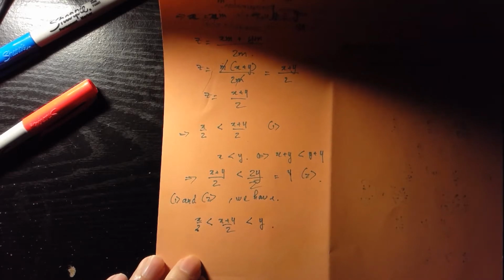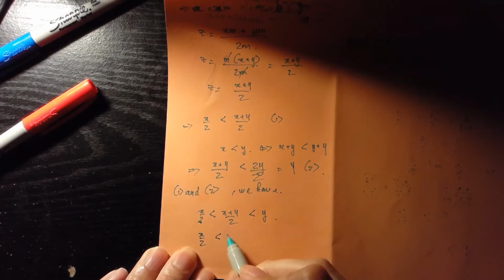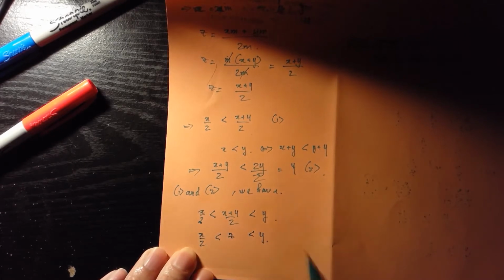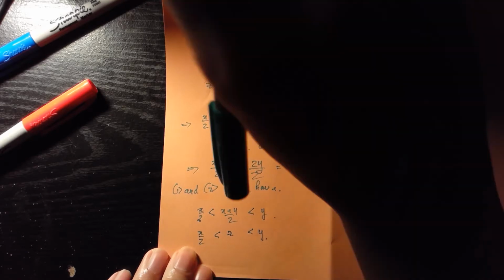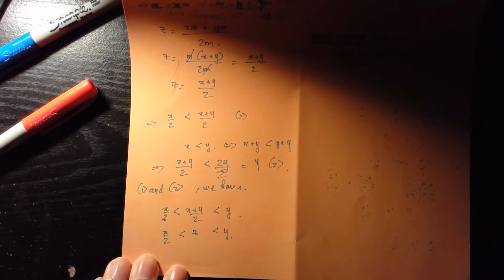So we're gonna have what? We're gonna have x over 2 less than z less than y. It looks like I have only one side of the statement. I don't have the other side of the statement. Now we have to do the other side of the statement. Let's see. We need to do the other side of the statement. How are we gonna do the other side of the statement?